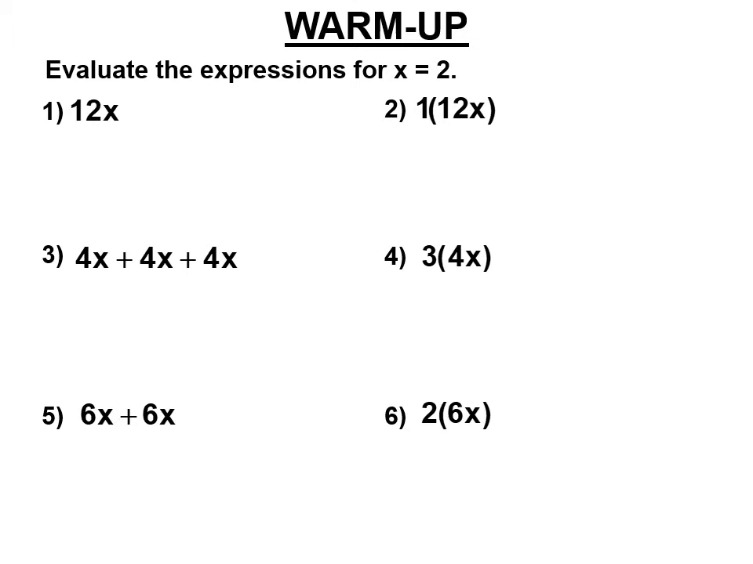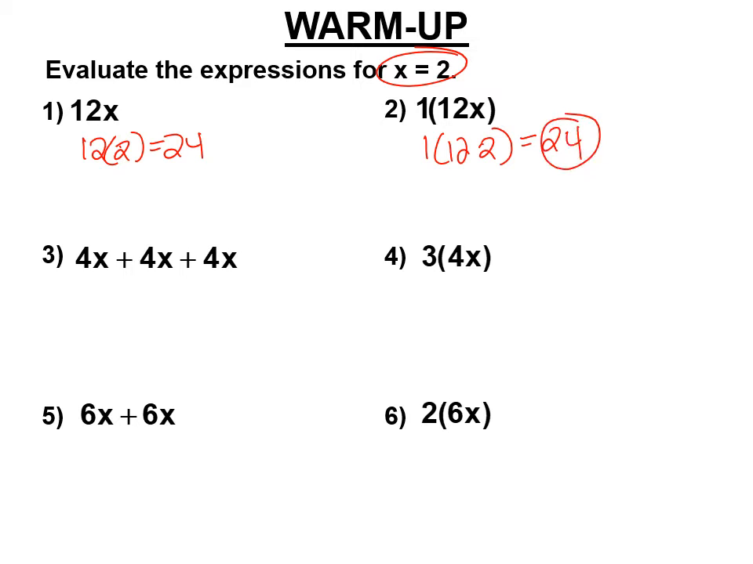All right, so let's make sure we understand what 12x means. 12x means 12 times x, and if x is 2, that is 24. There are some patterns here, so take a look at them. 1 times 12 times 2: you do inside parentheses first, but it doesn't really matter here because it's all multiplying. 12 times 2 is 24. So both numbers 1 and 2 have the answer 24.